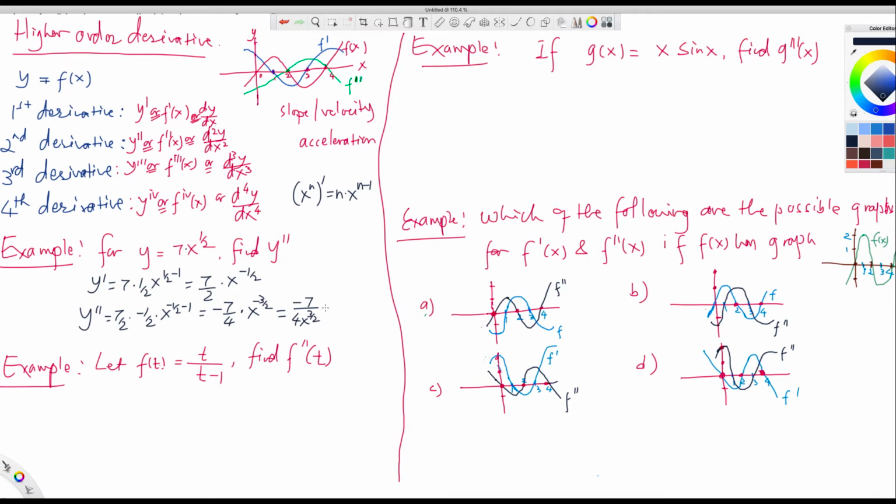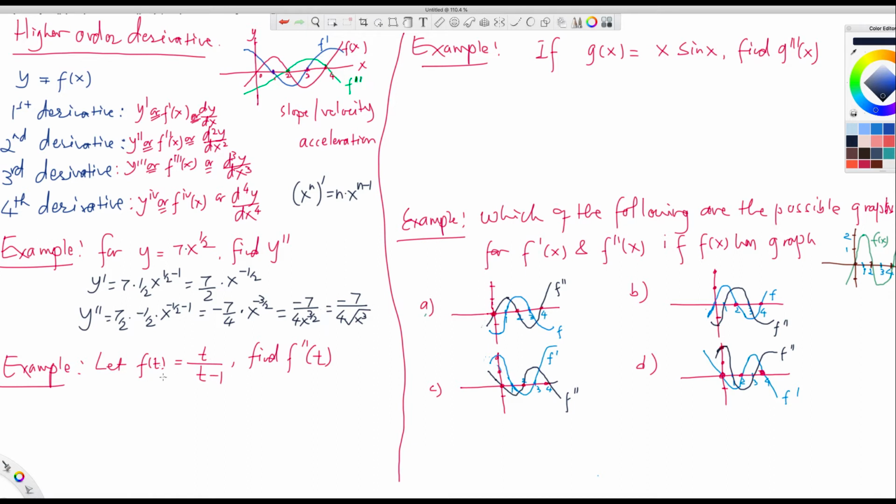You can write it that way, or if you want to, you can write negative 7 over 4 and then the square root of x cubed, because that 3 over 2 goes to the square root, okay, because this is like x to the third times 1 half. This is the final answer.